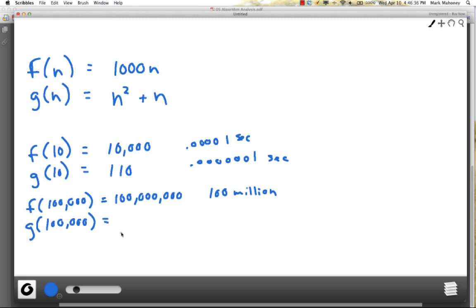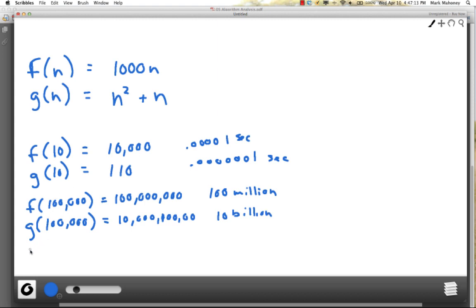Okay, but if we plug in 100,000 to G, we get 10,100,000. Okay, or I'm just going to round down to about 10 billion critical operations. So in this case, G really is 100 times slower. Okay, we're doing 100 times more work in the algorithm G than we are in F.